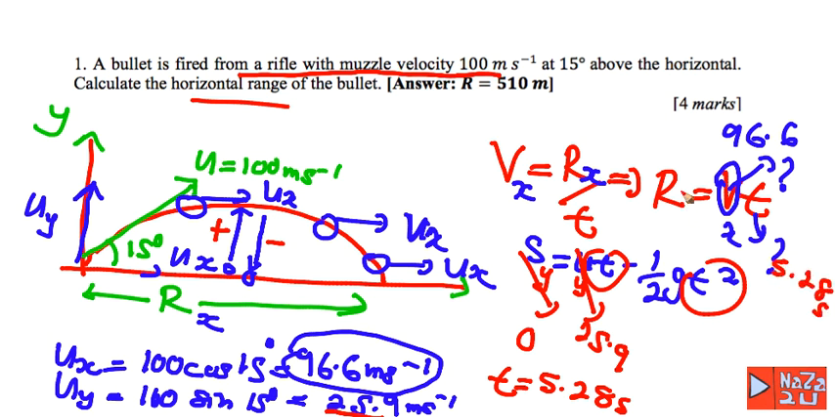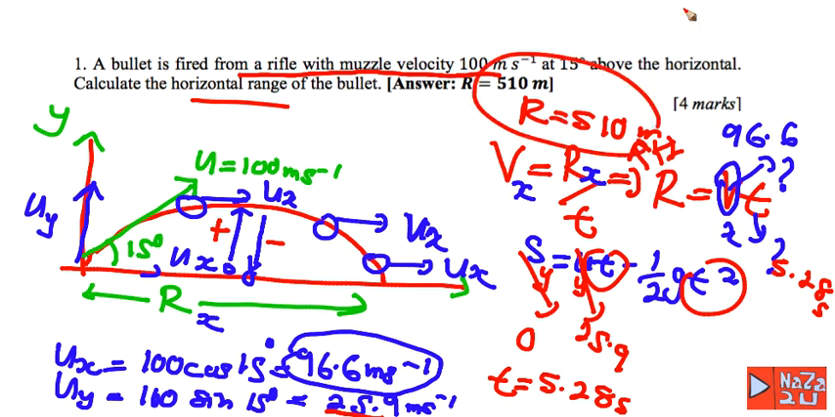Now you can find the value of R here: 96.6 times 5.28. So we have a final value of the range R equal to 510 meters. This is the value of R. Okay, thank you.